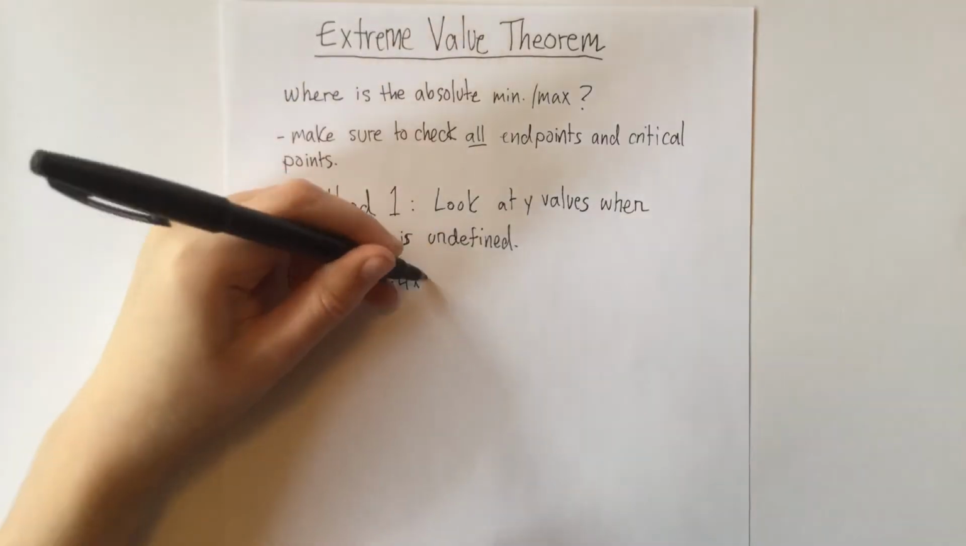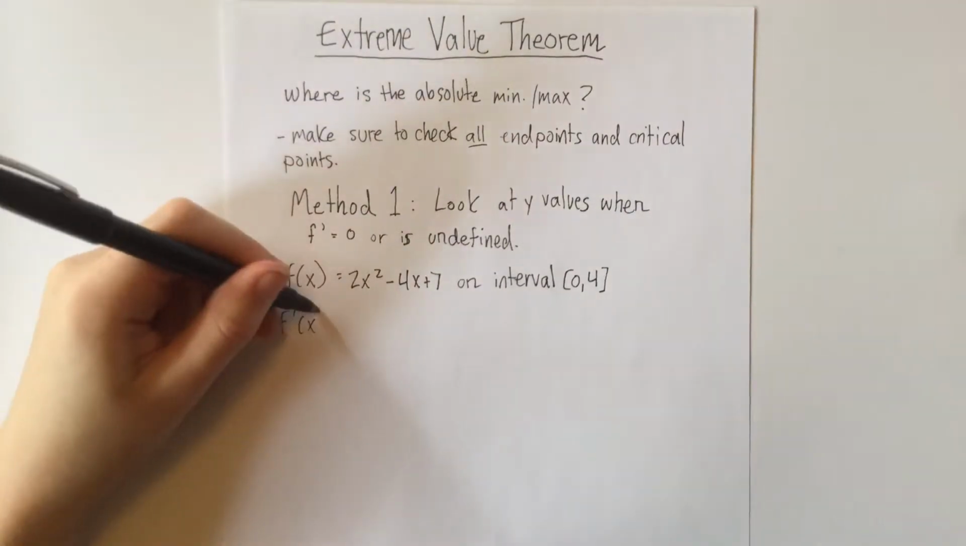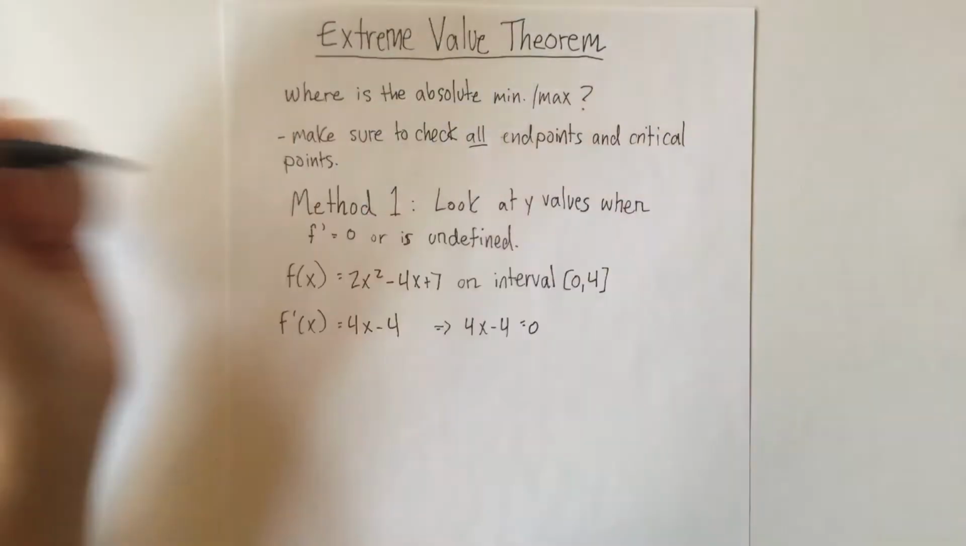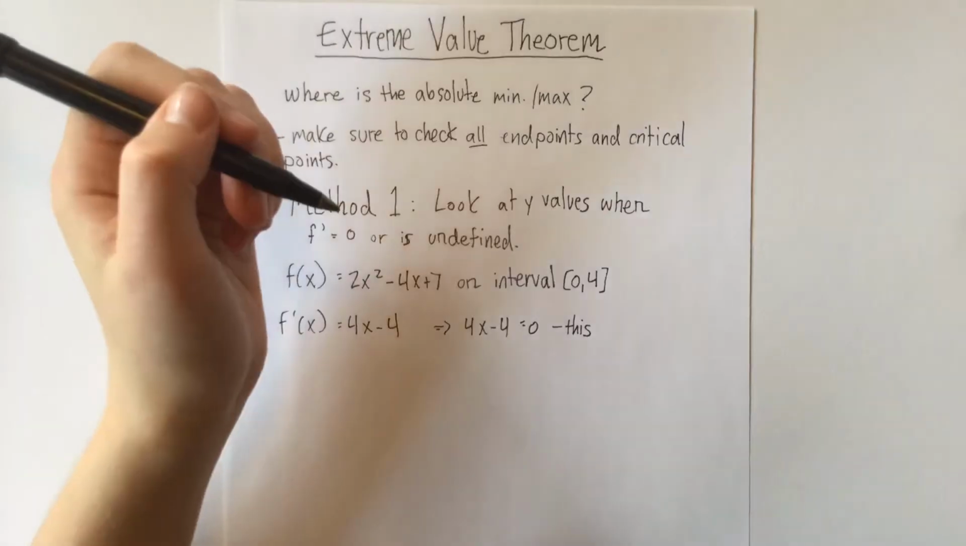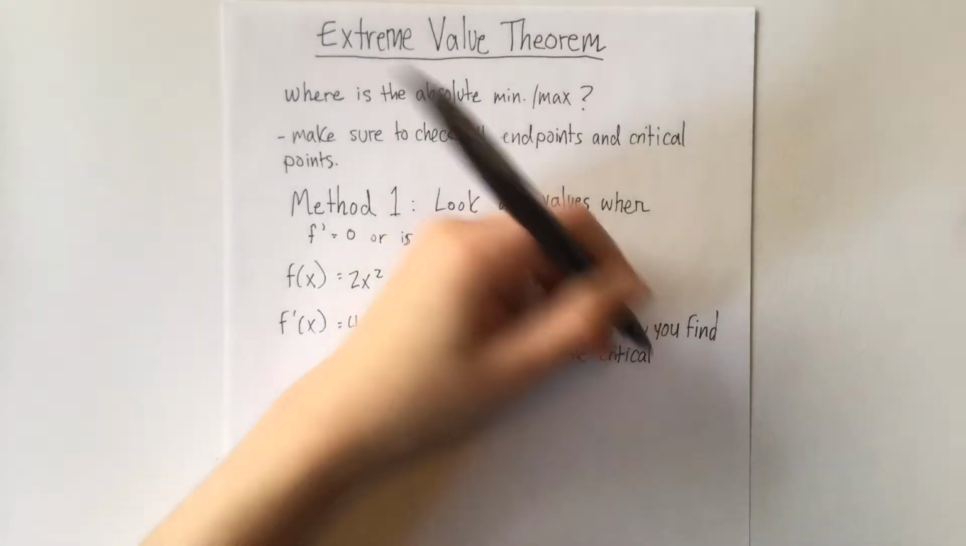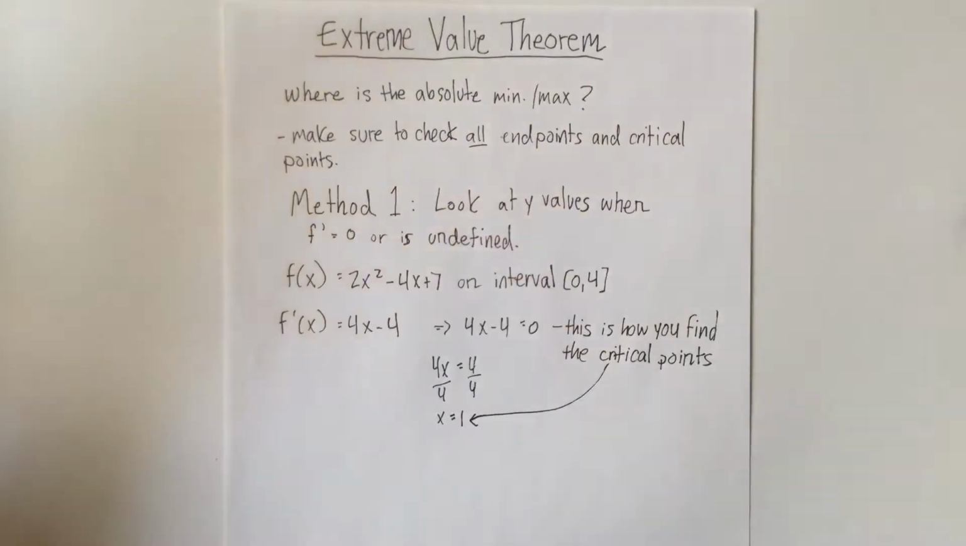So we have an example here where f of x equals 2x squared minus 4x plus 7 on the closed interval [0, 4]. So first things first, we take the derivative. If you don't know how to take the derivative, we're going to link the video above. And then once we have the derivative, we set it equal to 0. This lets you find the critical point. So once we do that, we do some algebra and we get x to equal 1.